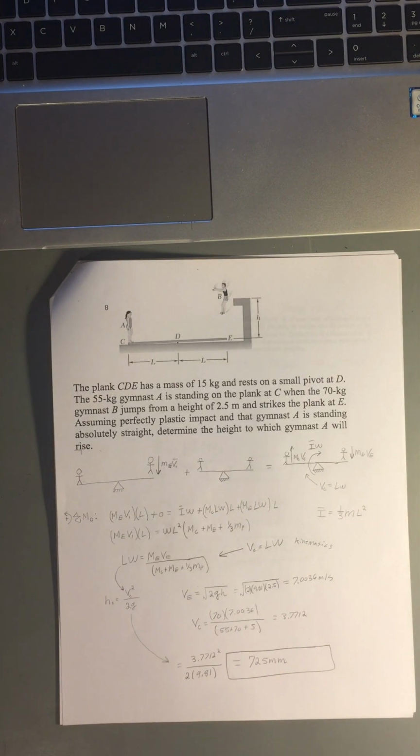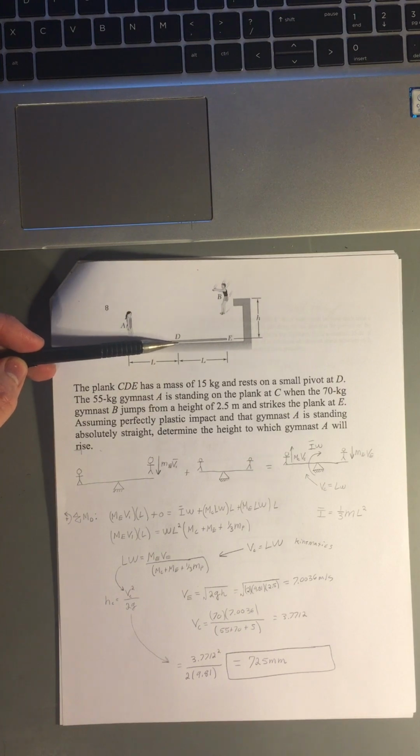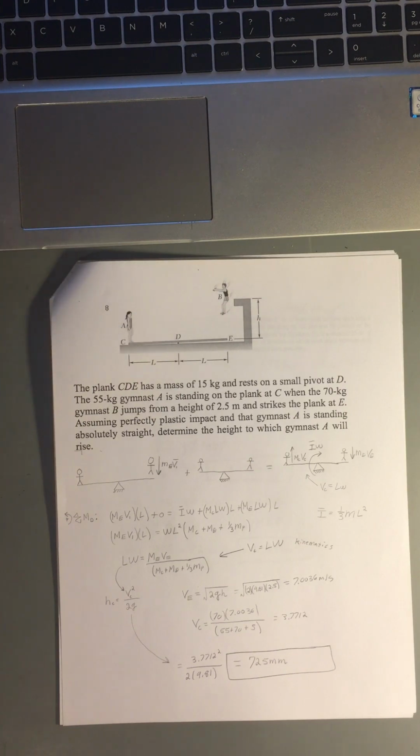And so in order to solve this problem, the first thing I decided to do was take a moment about this middle pivot point here, D, because that would cancel out any of the forces that act at point D, like the normal force here. And then from there we'll be able to solve for what the question was asking.